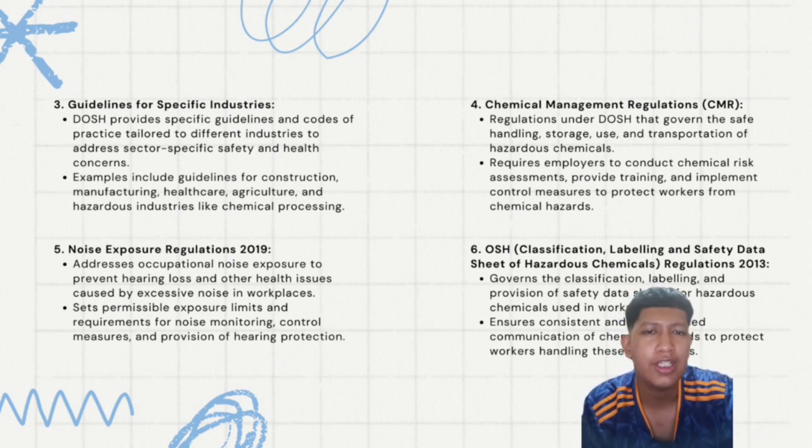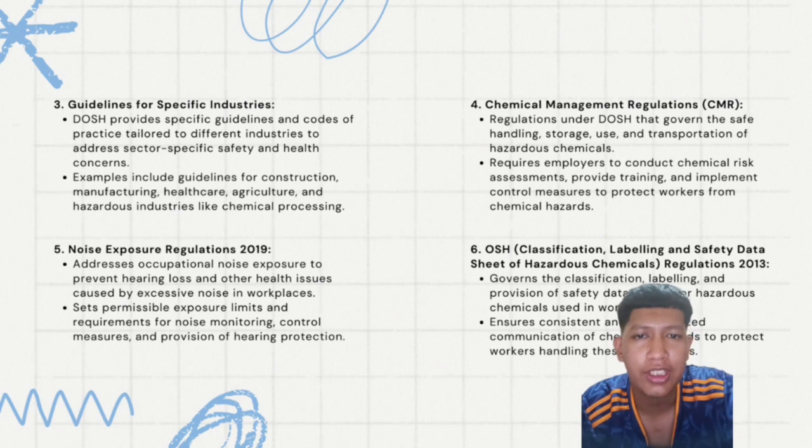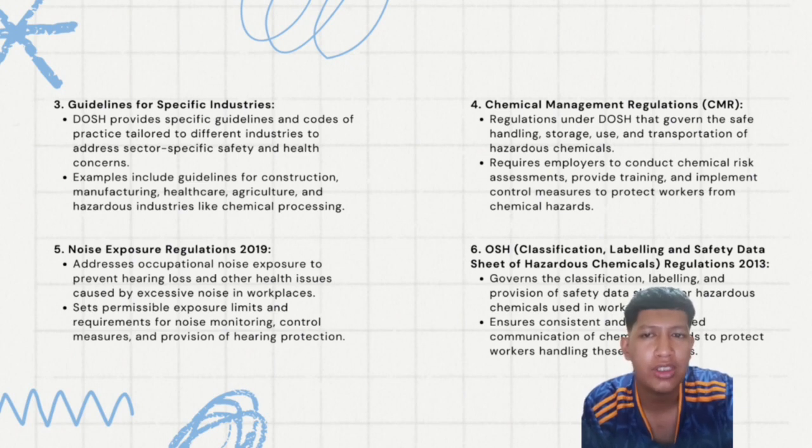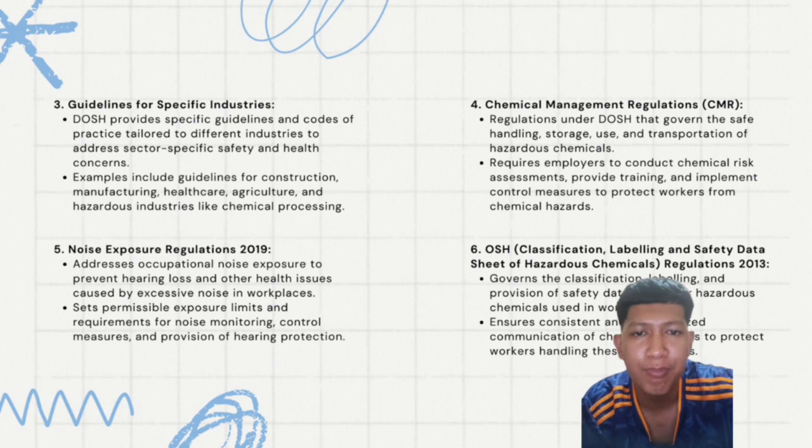Fourth, Noise Exposure Regulation 2019. Address occupational noise exposure to prevent hearing loss and other health issues caused by excessive noise in the workplace. Set permissible exposure limits and requirements for noise monitoring, control measures, and provision of hearing protection.